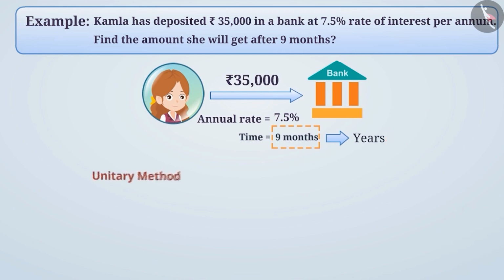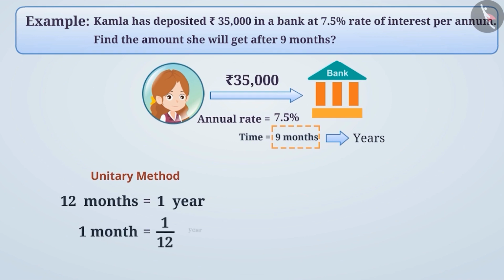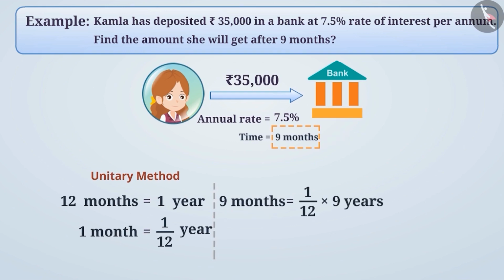Here, we use unitary method. As we know, 12 months is equal to 1 year. Therefore, 1 month is equal to 1 by 12 year. Now, we can say that 9 months is equal to 1 by 12 into 9. That is 9 by 12. In its simplest form, it can be written as 3 by 4 years.